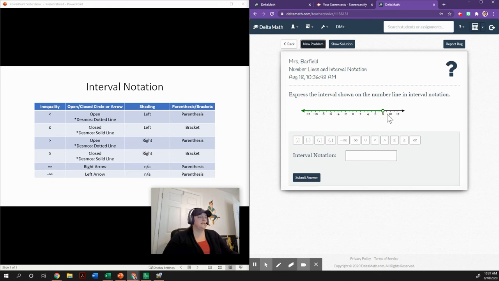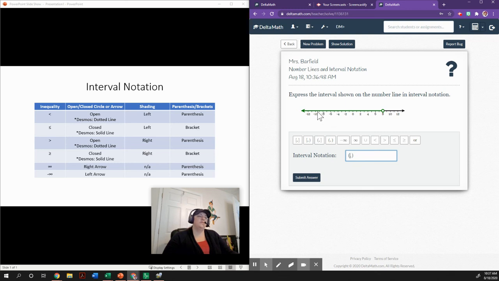I was just thinking to myself, how do I want to do this? But let's see what Delta Math will do. Okay, so I know I have an open circle. So let's go here, open. So I know I need a parentheses. Okay, and I've got an arrow here, which means I'm going off to infinity, which means I know I have a parentheses. So parentheses, parentheses, okay? Parentheses, open circle, we got infinity, okay.